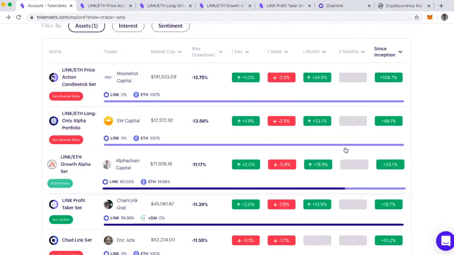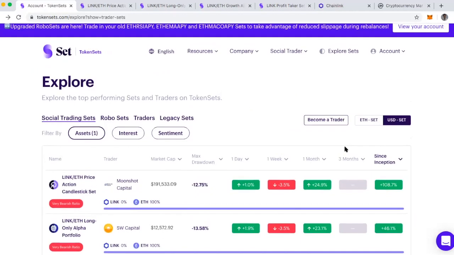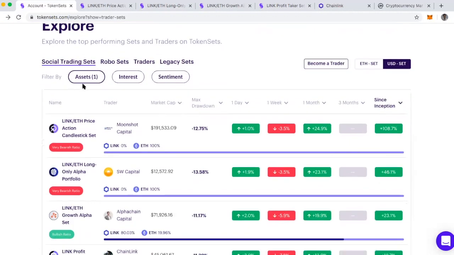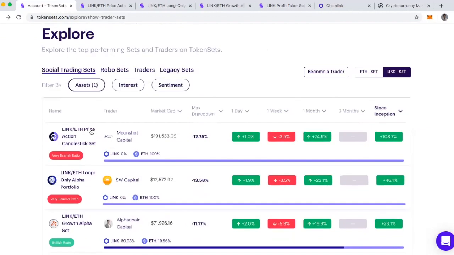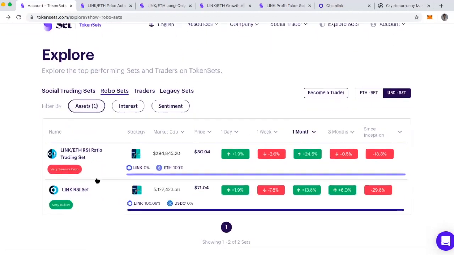All right, so anyways, that's my review of all these different Link-based sets. You can go to tokensets.com. If you click under Explore Sets, there's social trading sets, and you just go to Assets and choose Link, and then you get these 5 sets. And then under Robo Sets, there's 2 of them.